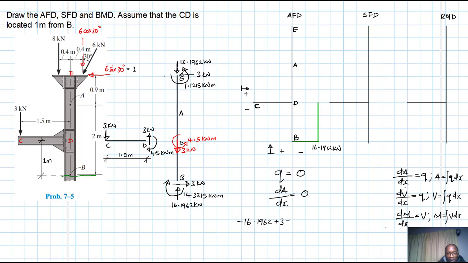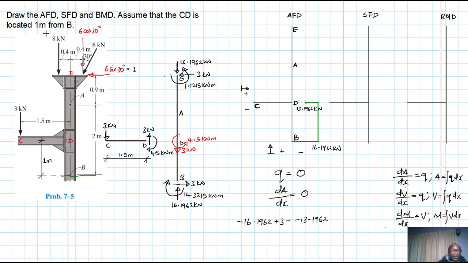So negative 16.1962 plus 3, what does this give us? It gives us minus 13.1962. All right, so this will be reduced. It's going to go in like so. Then it will reach this value, which is 13 point something. Let me indicate this value. We are saying this is 13.1962 kilonewtons. All right, this point here.